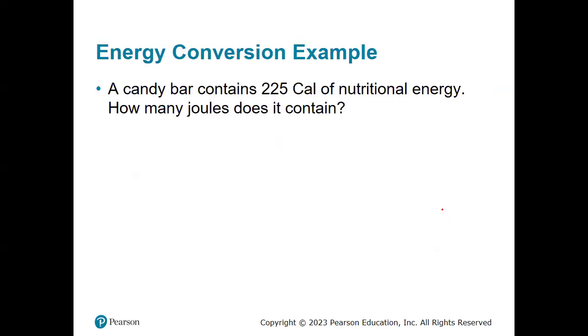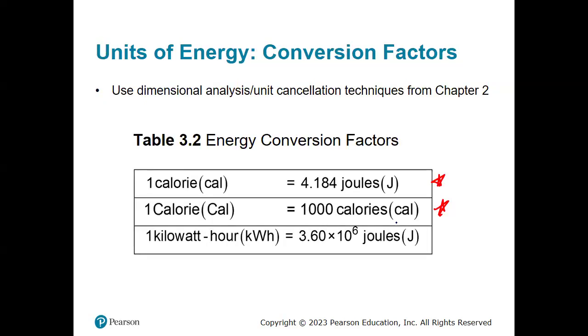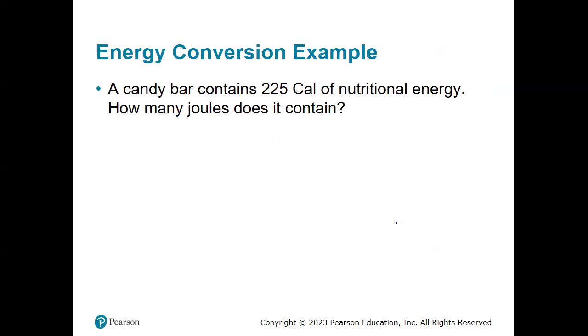So let's take a look at an example of what this might look like. We have a candy bar. The candy bar says the serving size is going to give you 225 calories. What we want to know is how many joules is that? Now, again, these conversions are going to be on your equation sheet for the exam, so don't worry about memorizing them. But because they're not given to us in the problem, let's just grab what we need to know.